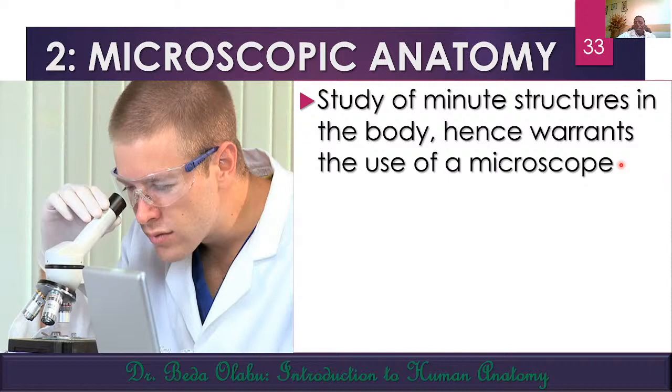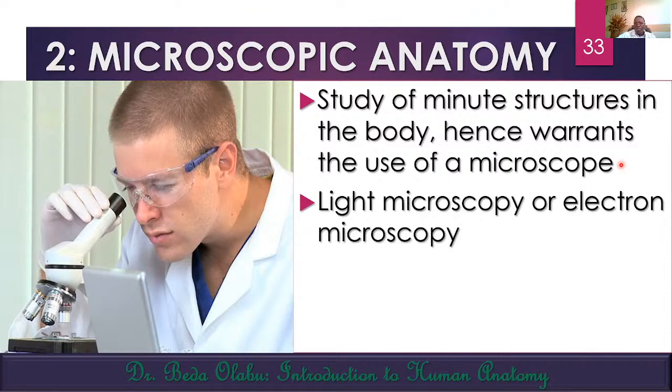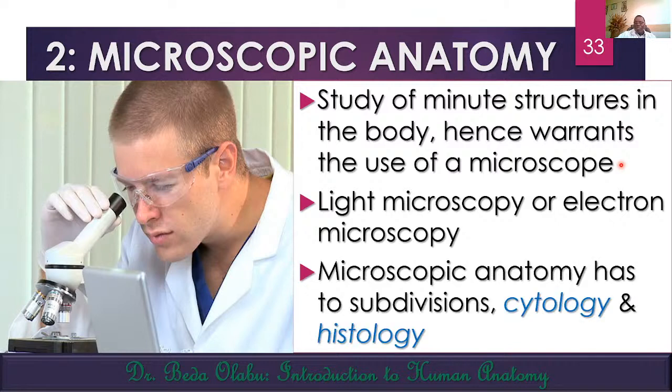And that's why we call it microscopic anatomy, because we are studying minute things which we cannot see with the naked eye, so we have to use a microscope. You know that we can either have a light microscope or an electron microscope. You should be aware about those two types of microscopes. Microscopic anatomy generally can be divided into two. There's what we call cytology and there's what we call histology.